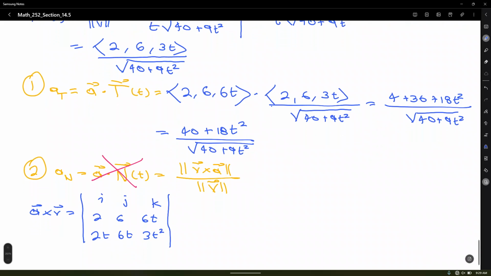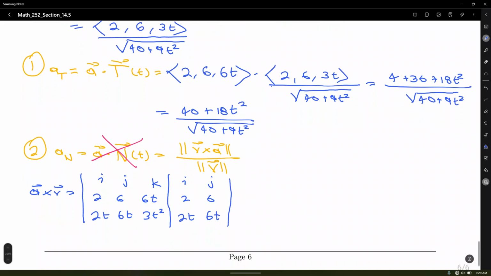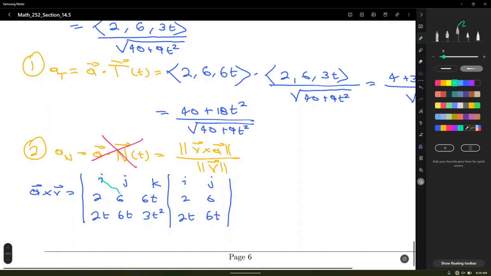That's just going to be a positive result. All right, so let's repeat the first two columns. Again, if you want to use the definition, which is expanding by cofactors and minors, that's up to you, but I prefer to use Sarrus's rule, which is a lot quicker. Multiplications along the main diagonals: 6 times 3 is 18 t squared i, j times 6t times 2t is 12t squared j, and 6t times 2 times k is 12tk.